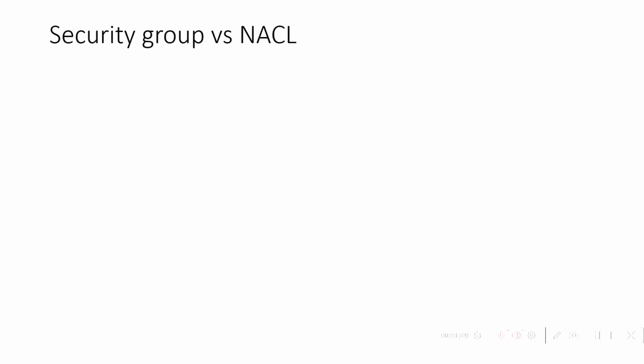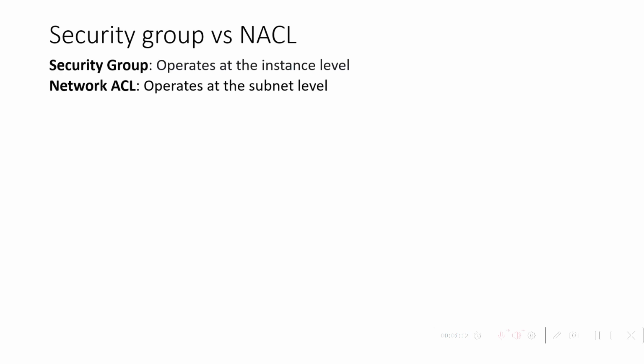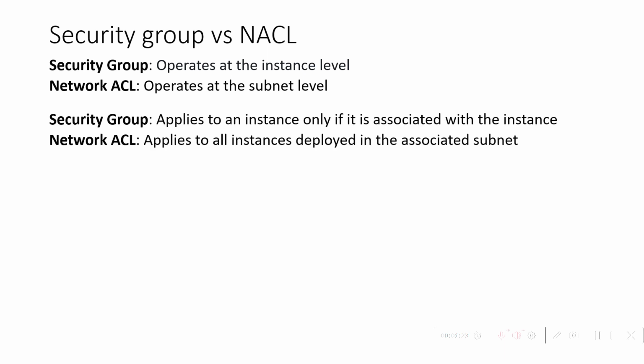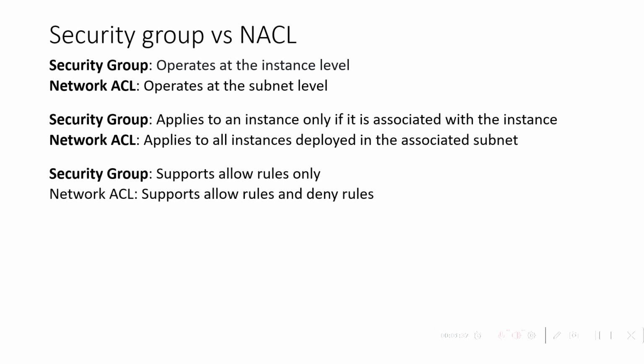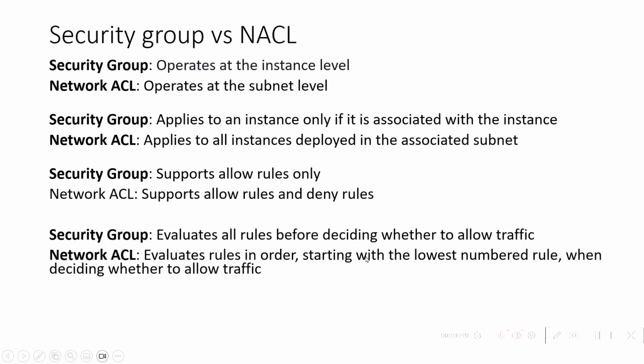So what is the difference between security group versus NACL? Security group operates at the instance level. Network ACL operates at the subnet level. A security group applies to an instance only if it is associated with the instance. Network ACL applies to all instances deployed in the associated subnet. Security groups support allow rules only, but network ACL supports allow as well as deny rules.